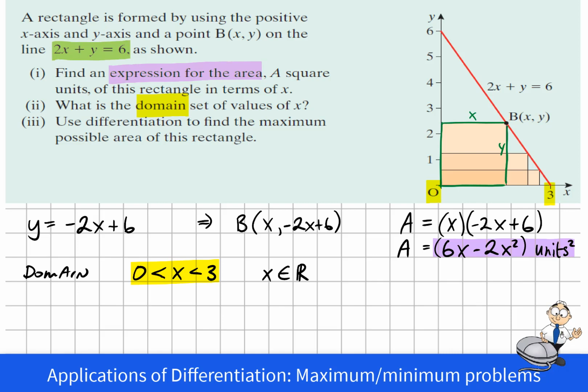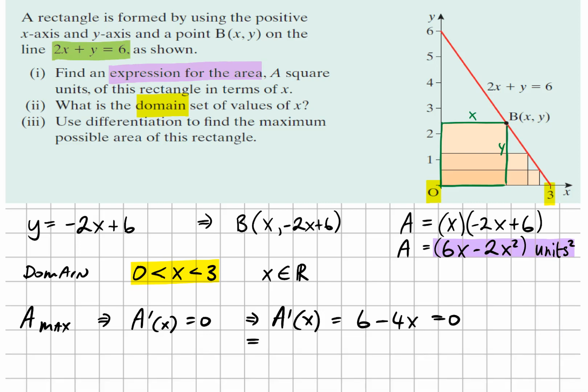And the final question, we're being asked to use differentiation to find the maximum possible area. Well, we have an expression for the area, and the area will be maximum when its derivative is equal to 0. So we'll differentiate the area function. We differentiate 6x and get 6, and negative 2x squared and get negative 4x, multiplying by the power, reducing the power by 1. Now this equals 0, so 6 minus 4x equals 0.